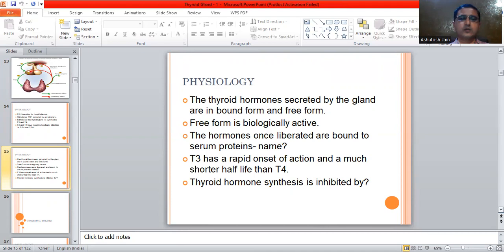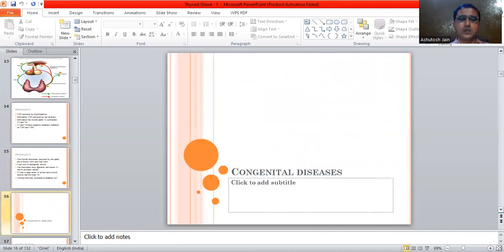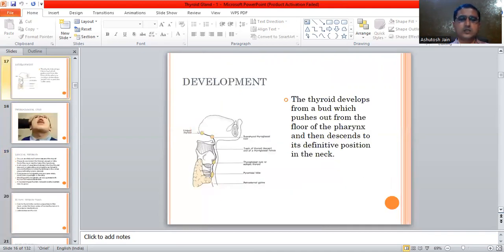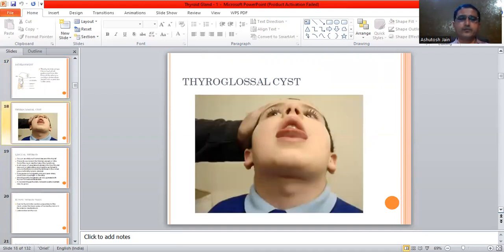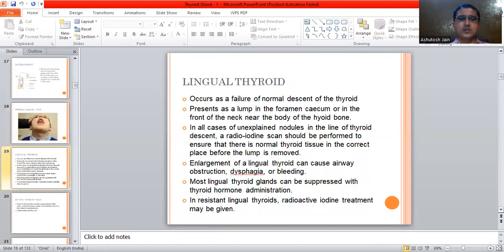Okay, moving on forward, now some of the congenital diseases. Development. Thyroid develops from a bud which pushes out from the floor of the pharynx and then descends to its definitive position in the neck. Thyroglossal cyst. Lingual thyroid occurs as a failure of normal descent of the thyroid, presents as a lump in the foramen cecum or in the front of the neck near the body of the hyoid bone.